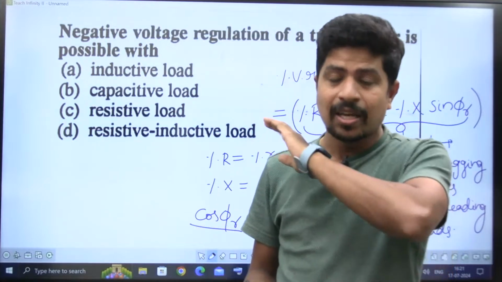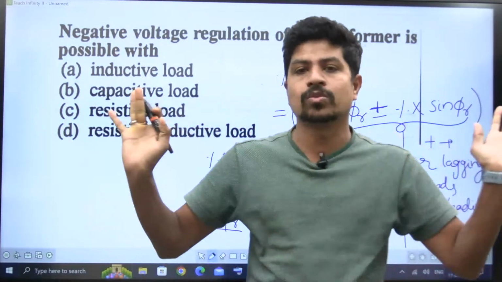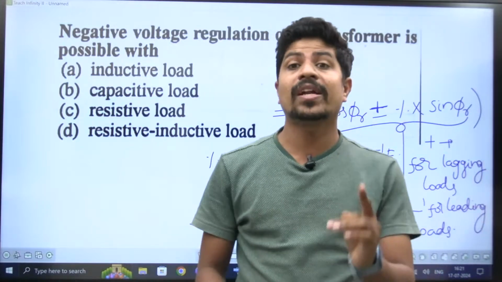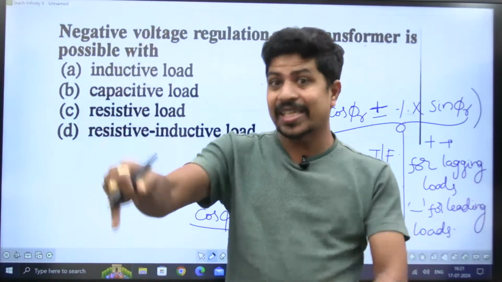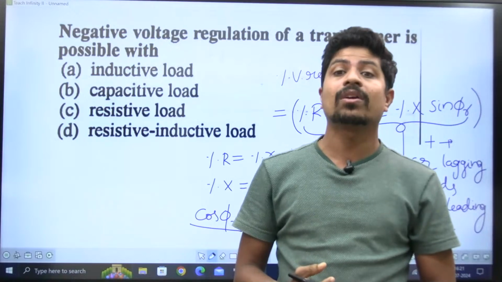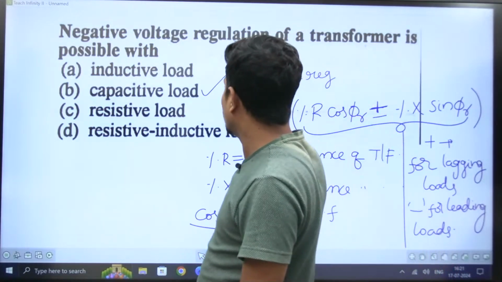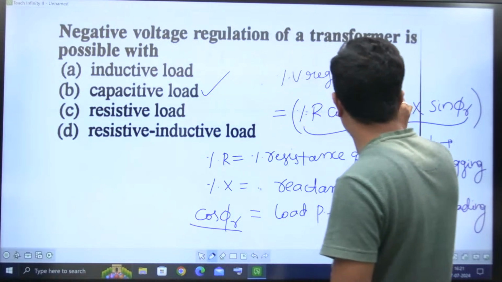X plus y, see x and y are both positive, keep it aside. If I take x plus y, the number will be positive only. If I take x minus y, and if y is greater than x, there is a possibility for that to be negative. Regulation is going to be negative for what loads? Capacitive loads. For inductive loads, it is going to be plus.